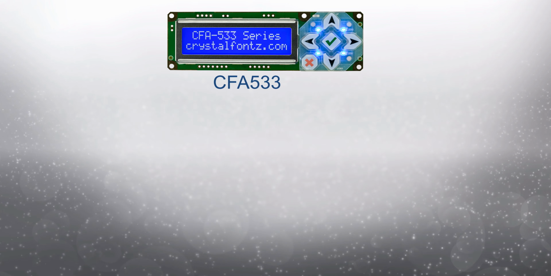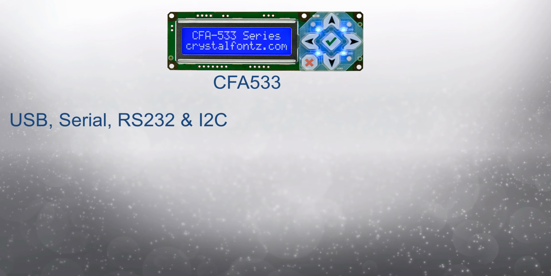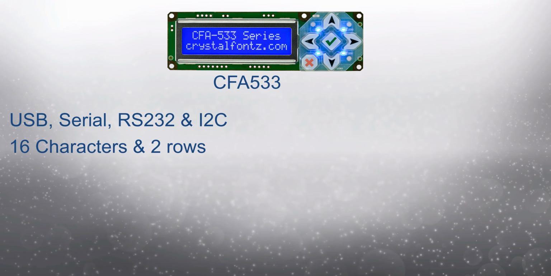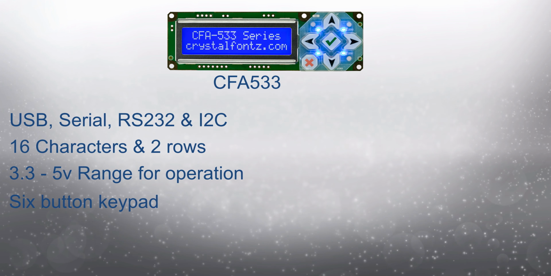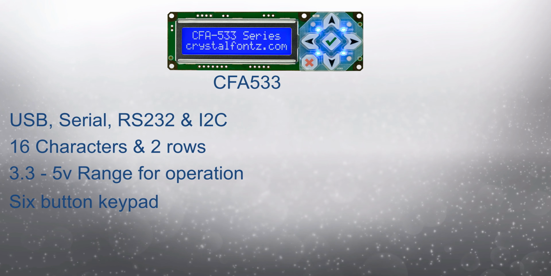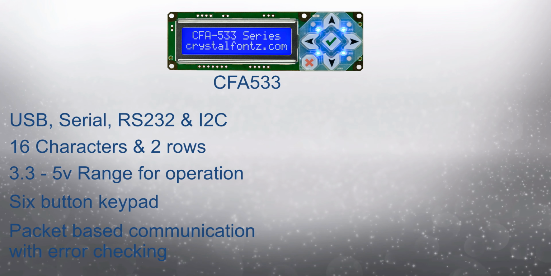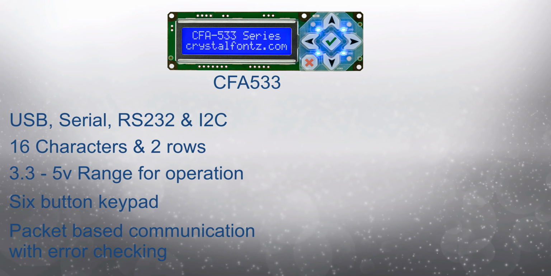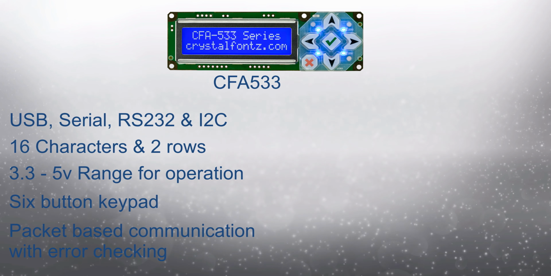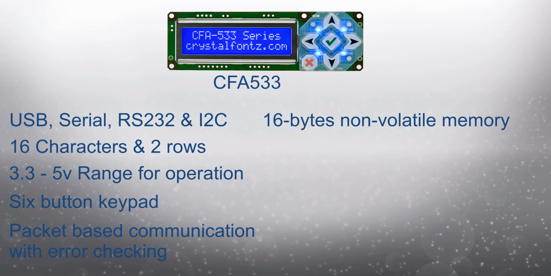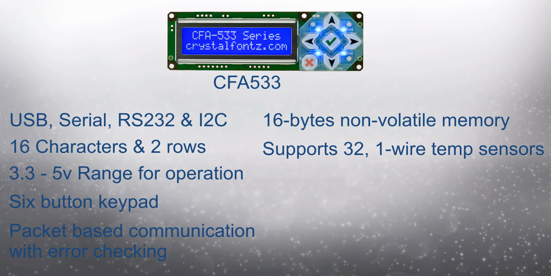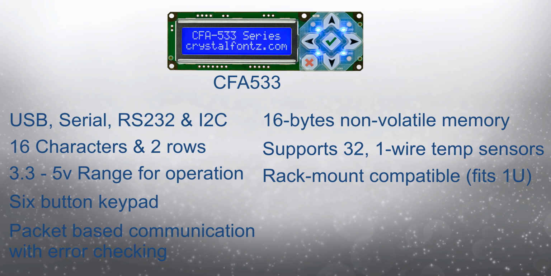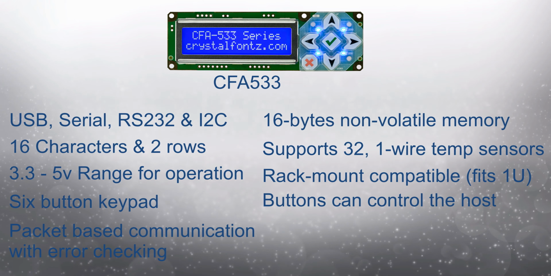The next module in the lineup is the CFA 533. The CFA 533 supports 4 interfaces: USB, serial, RS-232, and I2C. It's a 16x2 character display and can operate between 3.3 and 5 volts. This module also has a 6-button keypad, making user interaction a breeze. This display module also utilizes Crystalfontz packet-based communication with error checking, so noise on your circuit or interference will not affect this display. The CFA 533 also has 16 bytes of non-volatile memory, so you can store things like an IP address. It also can support up to 32 one-wire temperature sensors, is 1RU compatible, and can be purchased with a drive bay mount. Also, it has built-in ATX support, so its buttons can be programmed to turn off or reset the host machine.